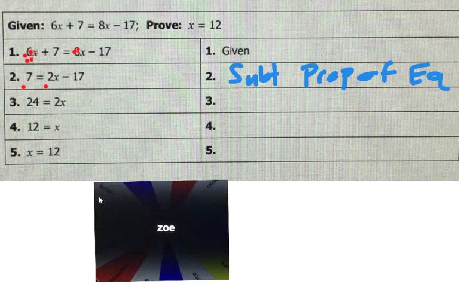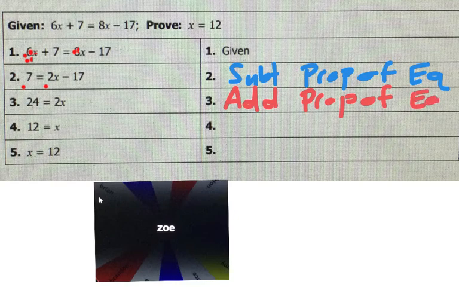No. They are like terms, but they're not on the same side. If they were on the same side of the equal sign and you put them together, then yes. But because they're on different sides, we had to subtract. Number 3 is addition. Yes. We had to get rid of the subtracting 17 by adding 17. So that would be the addition property of equality. Number 4 is division. Then to get rid of the 2x, we would need to divide by 2. So that is the division property of equality.